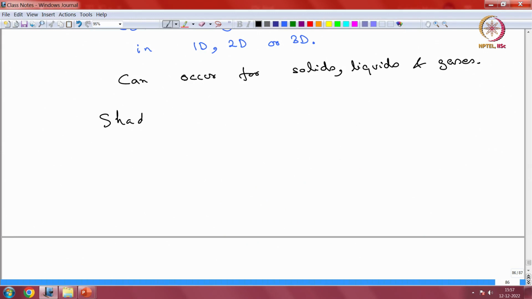Shadowgrams are not focused images of the optical object.